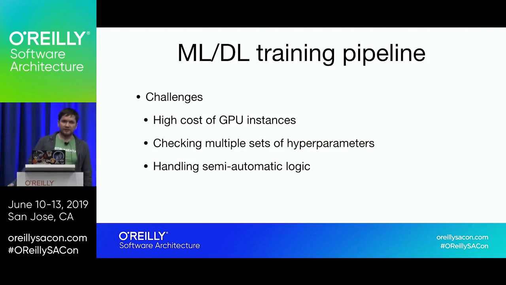Next, machine learning, deep learning training pipeline. The issue here is that GPUs are pricey. For example, you define your model and you need to prepare it for a new customer, and you want to check 10,000 pairs of hyperparameters and try to do it in parallel, or you want to have a feedback loop from a person, so you want semi-automated logic in your workflow.